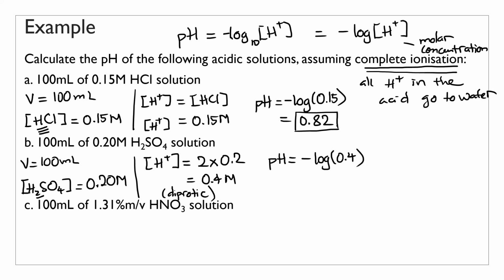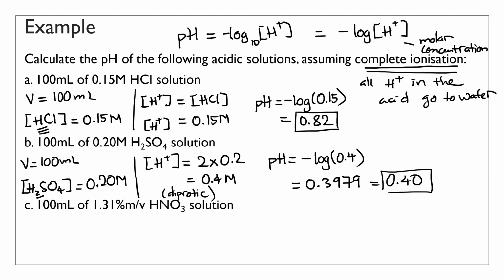And you should get 0.3979 or something like that. So 0.40 if you're going for 2 decimal places. Okay, so that's example 2. All right, let's look at number 3.